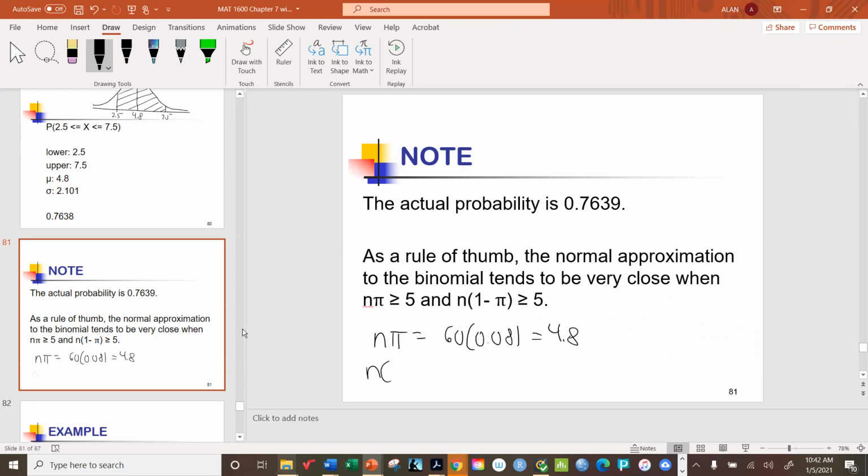And then n times 1 minus pi, well, that's clearly well above 5. 0.92 times 60 is 55.2. So we had nothing to worry about. So you can see, according to this rule of thumb, we should expect to get a very good approximation, and we certainly did. Okay. It doesn't have to be exactly 5, but we're pretty close.